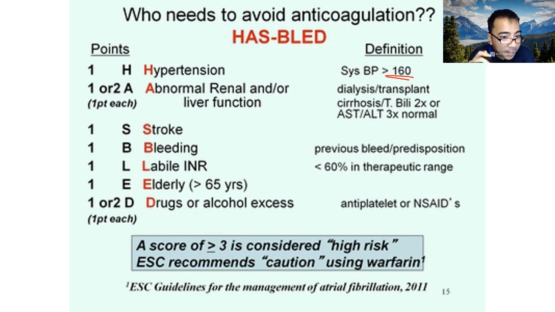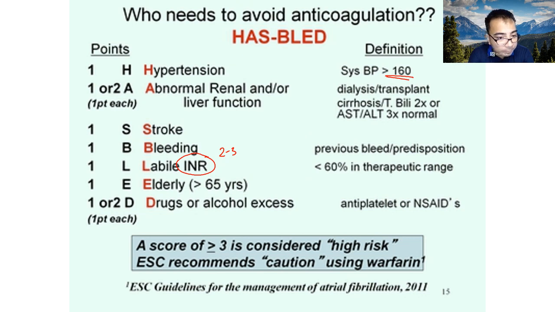Plus 1 then if the patient has already bleeding, had a previous bleed or predisposition to bleeding. Okay? If the patient has a labile INR, International Normalized Ratio. So if you still remember class, INR, yung ginagamit natin to assess for risk for bleeding, especially when you're using warfarin. Okay, the normal INR range should be between 2 to 3 if you're using warfarin. Now, normally class, it should be less than 60% in the therapeutic range.